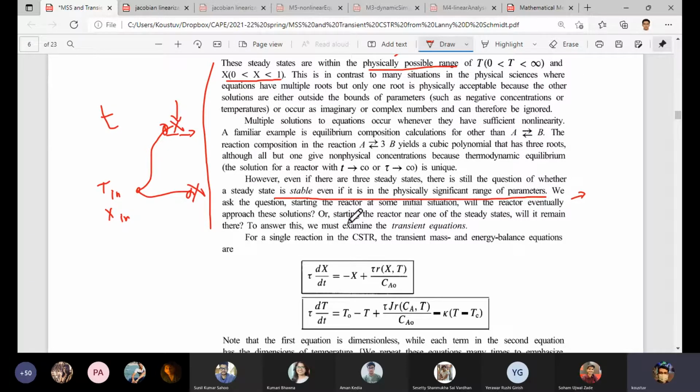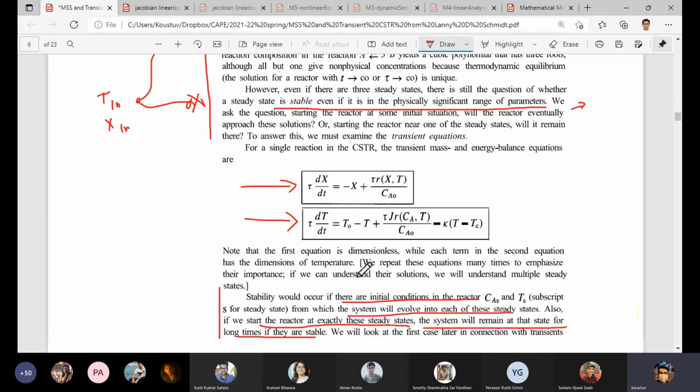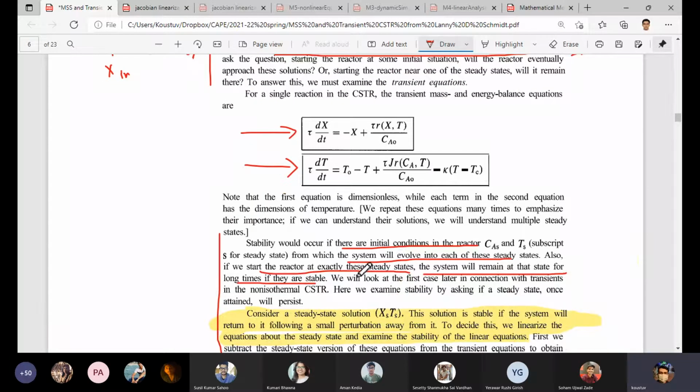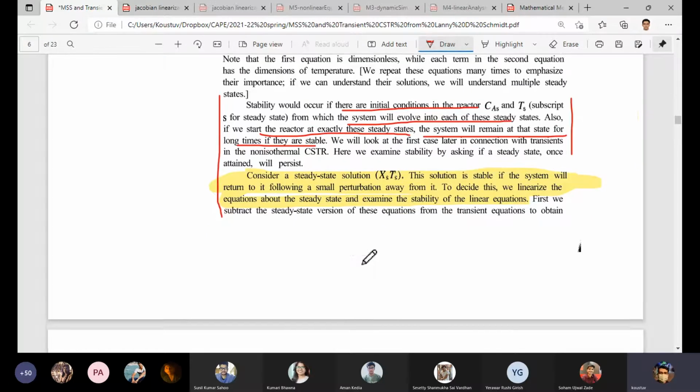So in order to do that, we first have to write down the full transient equations, that means keeping the time variation term, and then we will take up some mathematical approach. This paragraph that I was talking about is basically written here. You can go through it, and then we have to do some linearizations.